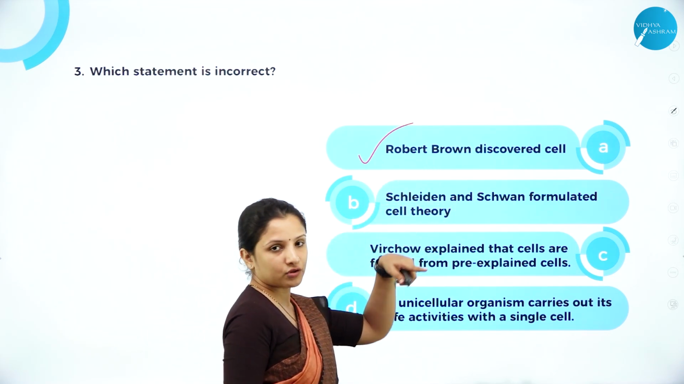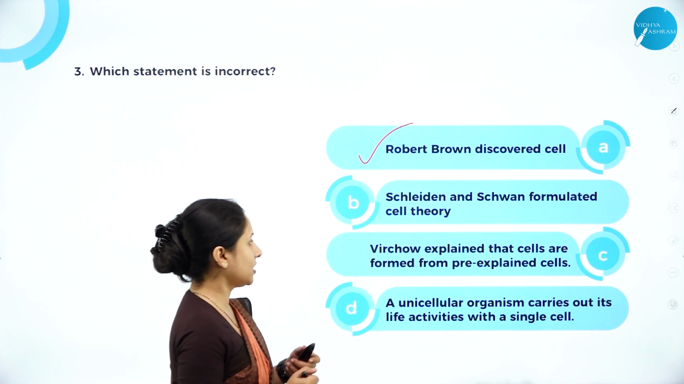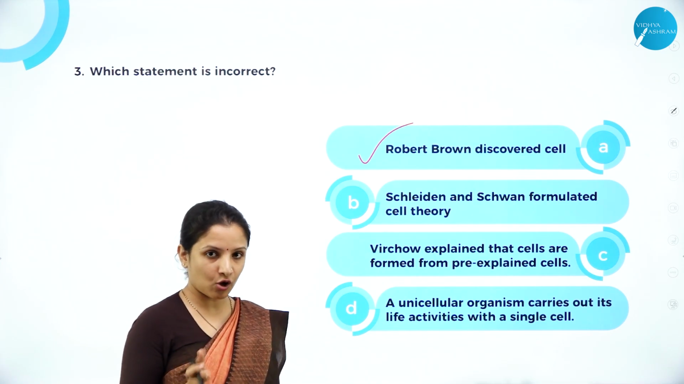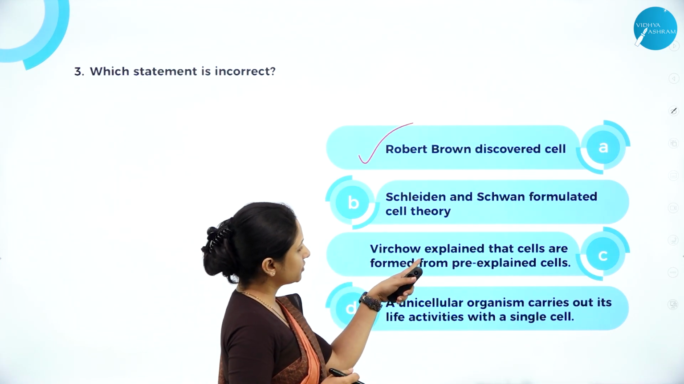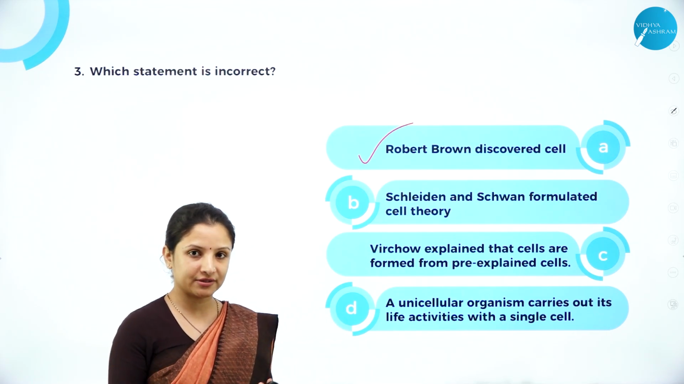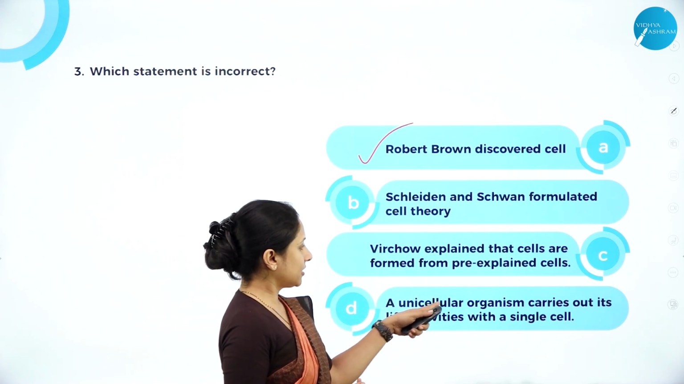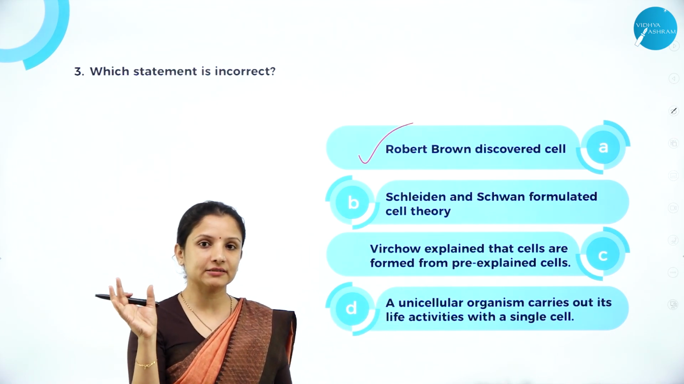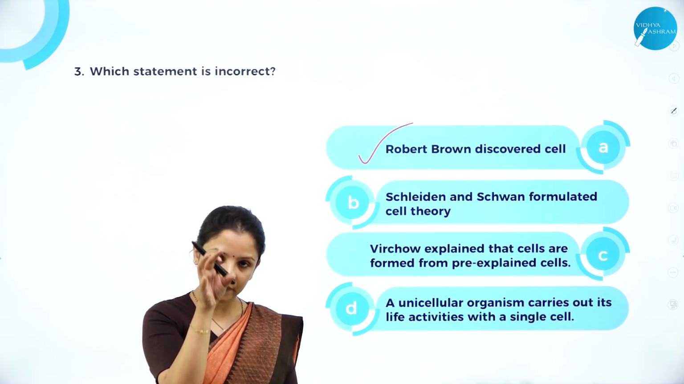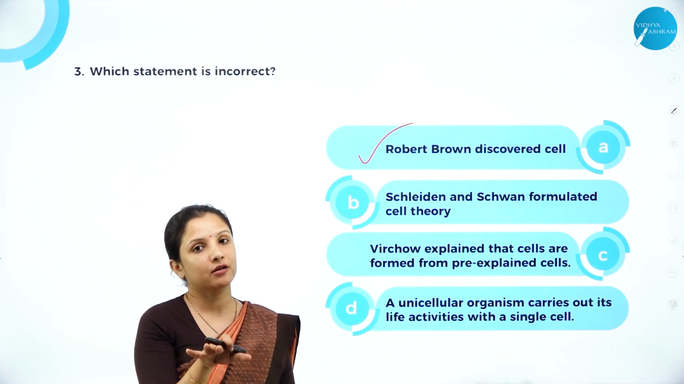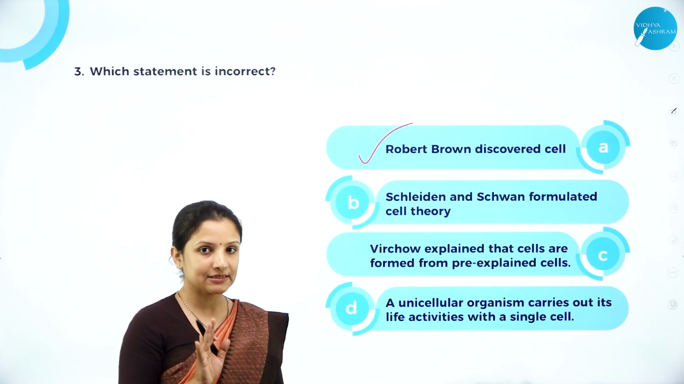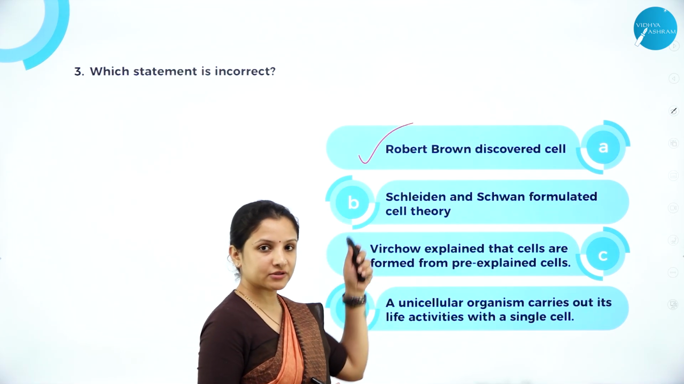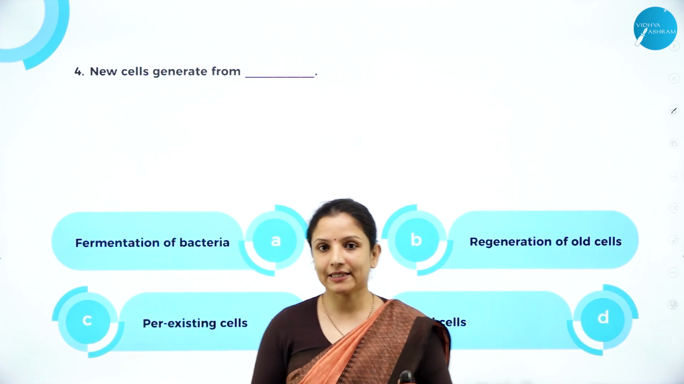Schleiden and Schwann, of course, contributed to the formation of cell theory, wherein they stated that all organisms are made up of cells and their components. Virchow also contributed to cell theory, and a unicellular organism carries out its life activity within a single cell. Yes, because I told you in the first slide itself, a unicellular organism is made up of a single cell and all the activities of that organism take place within that single cell itself. So, since all these statements are correct, answer A is the right option because that is a wrong statement here. Moving to the next question.